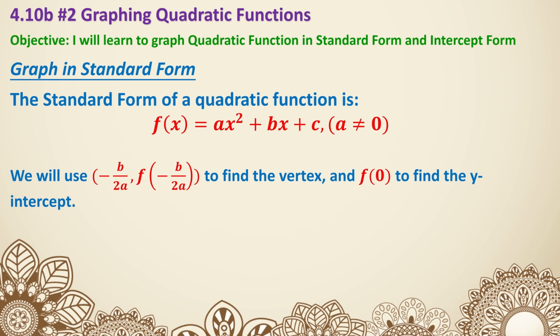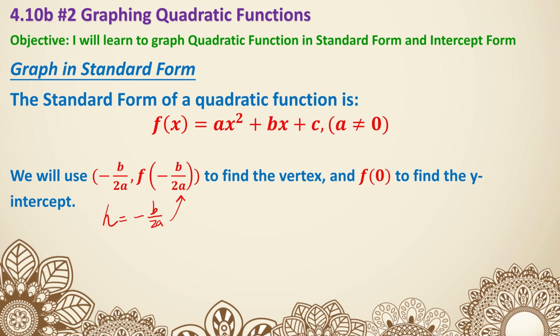So in this case, because vertex is a very important point, no matter how we want to graph it, we always have to find the vertex. So we are going to use the h and k. So again, it's using h equals negative b over 2a, and then plug it into the function to find our k. That's how we find the vertex.